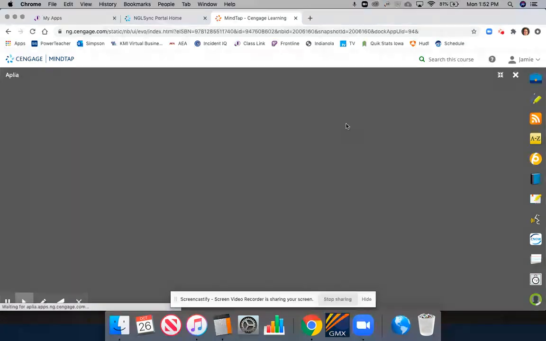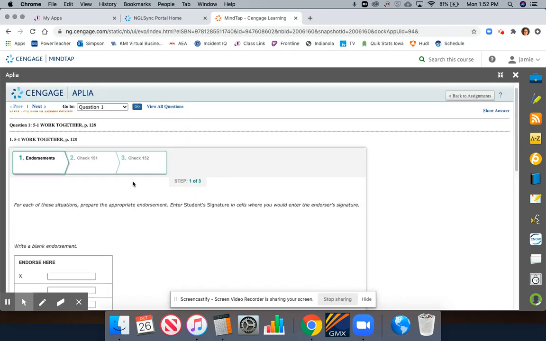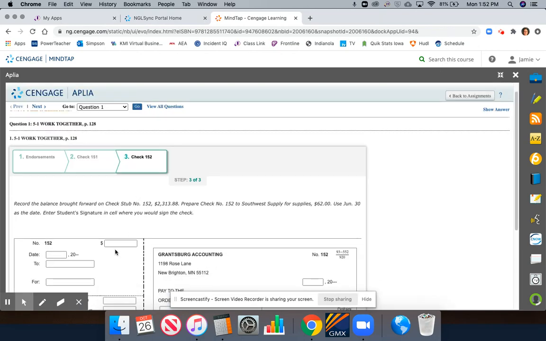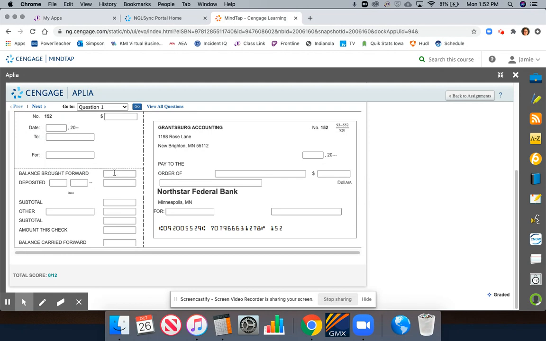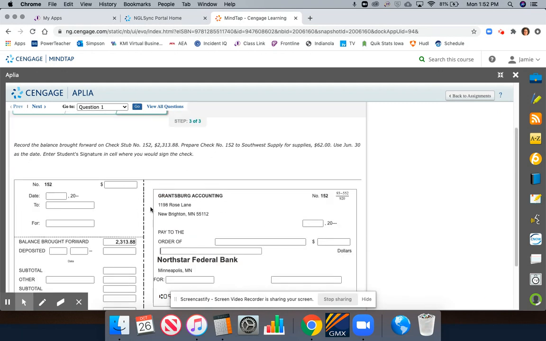Now we're going to write check 152. So we start out writing check 152 by filling in the balance brought forward. Well, the balance brought forward is coming from the balance of the bottom of check 151, which is $2,313.88. That is how we start. It was given to us in the instructions. We start with that amount.